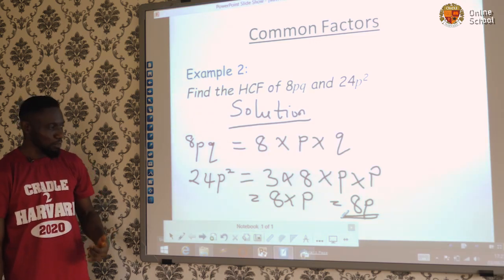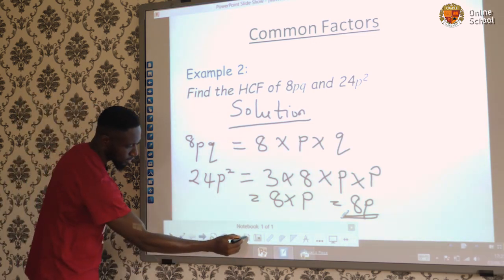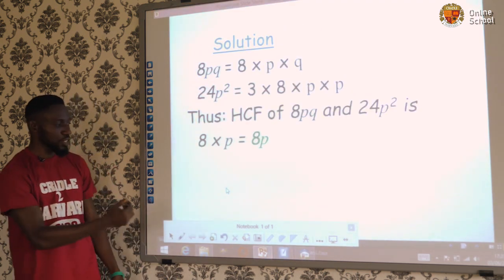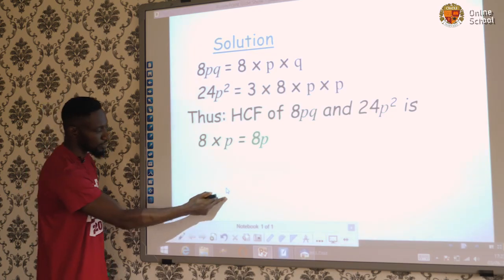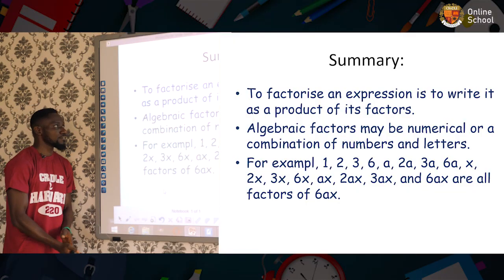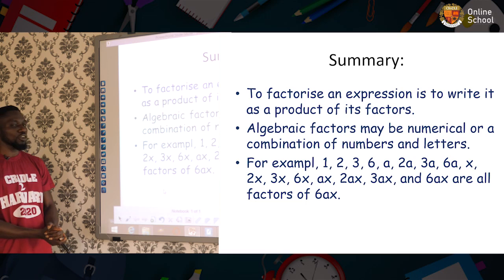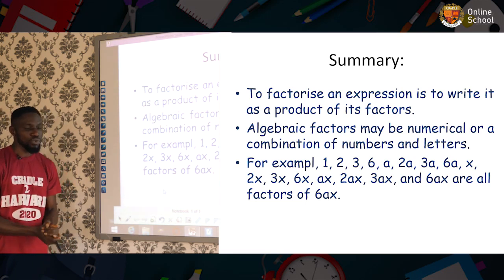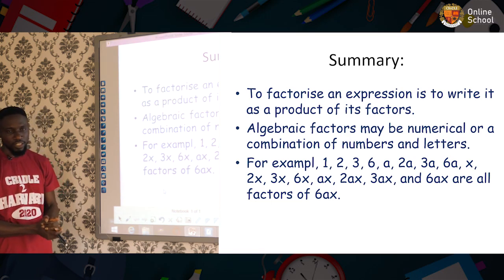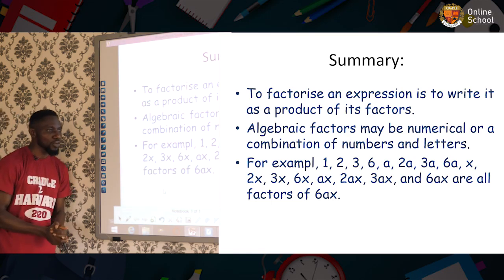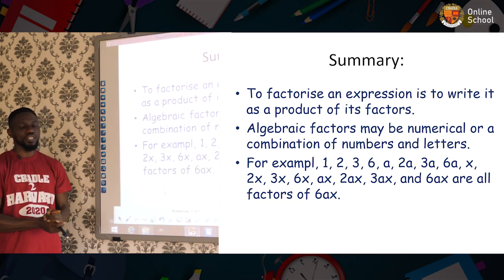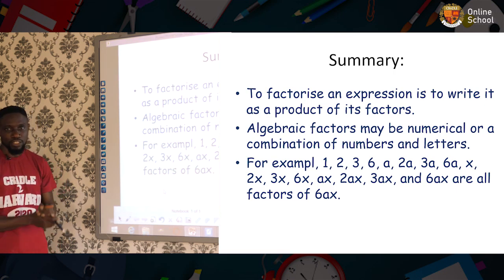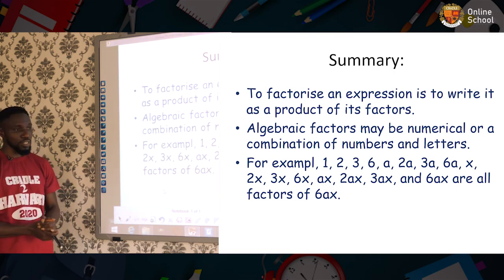I hope you understand what is on the board. All right, let's go ahead. Now, this is the solution of the problem we just finished solving. And then in summary, the first thing you should know and carry at the back of your mind is this. To factorize an expression is to write it as a product of its factors. Don't forget that. The second one says algebraic factors may be numerical or a combination of numbers and letters. And don't forget, when you hear the word numerical, it means numbers. And when you hear the word alphabet, it means letters.